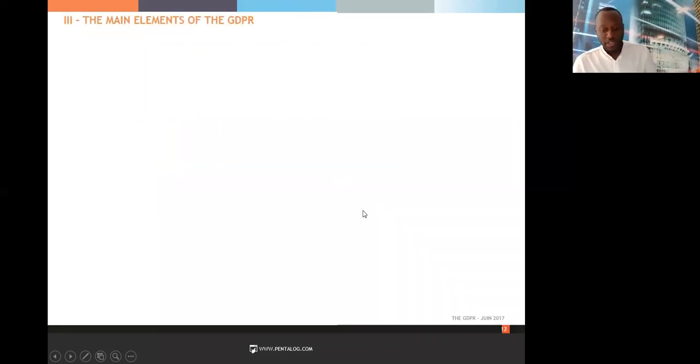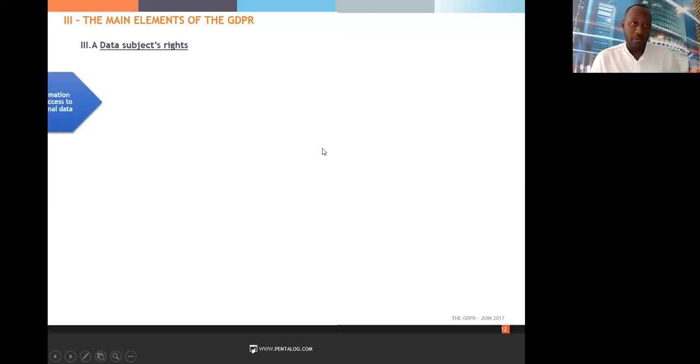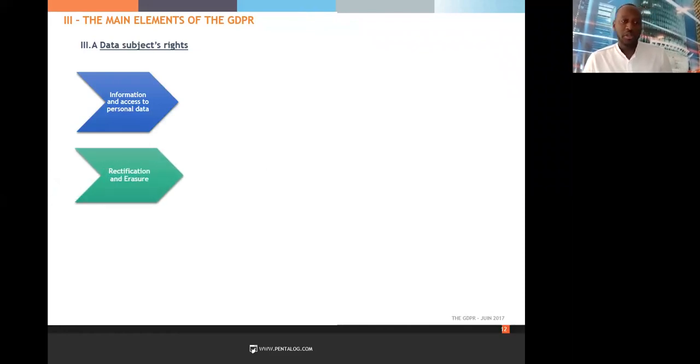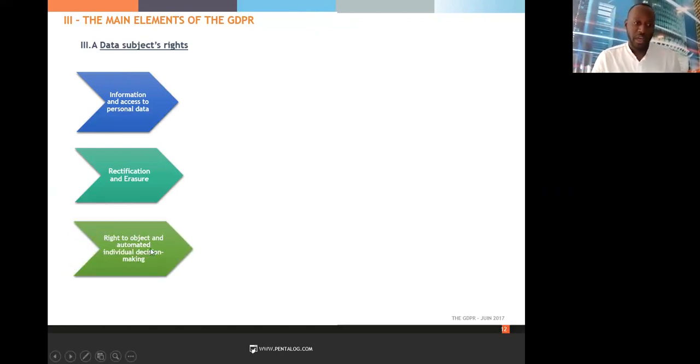So now let's talk about the data subject rights. As a business, seriously, you really need to pay attention to the data subject rights. If you know the data subject rights, you will be able to respond to them. So that's why you should pay attention to this part as well. So data subject rights are divided into 3 parts. First, information and access to personal data. Secondly, the rectification and erasure. Thirdly, the right to object and automated individual decision making.